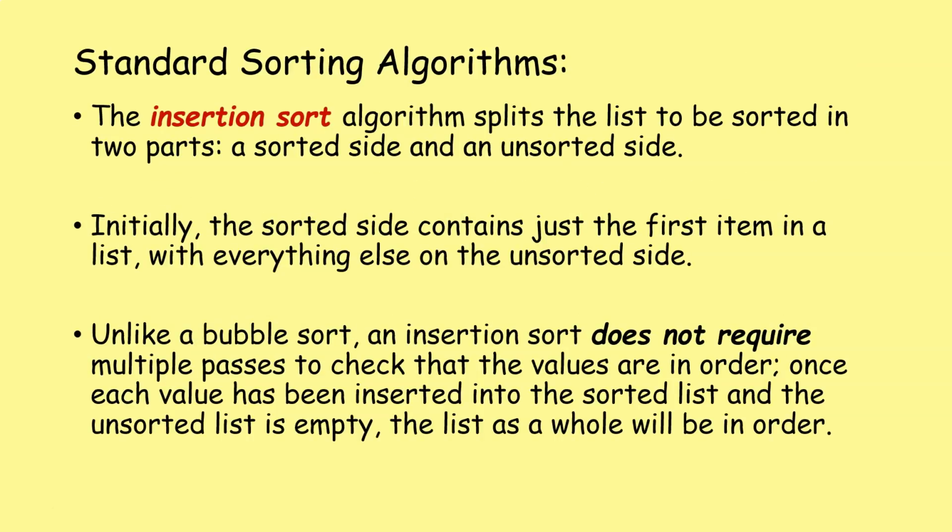The insertion sort algorithm splits the list to be sorted into 2 parts, a sorted side and an unsorted side. Initially, the sorted side contains just the first item in a list, with everything else on the unsorted side. Unlike a bubble sort, an insertion sort does not require multiple passes to check that the values are in order. Once each value has been inserted into the sorted list and the unsorted list is empty, the list as a whole will be in order.